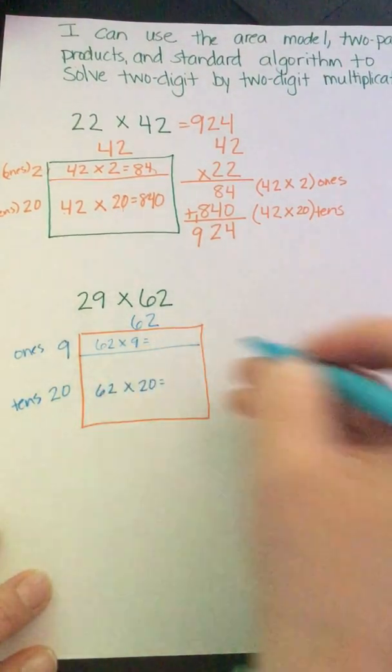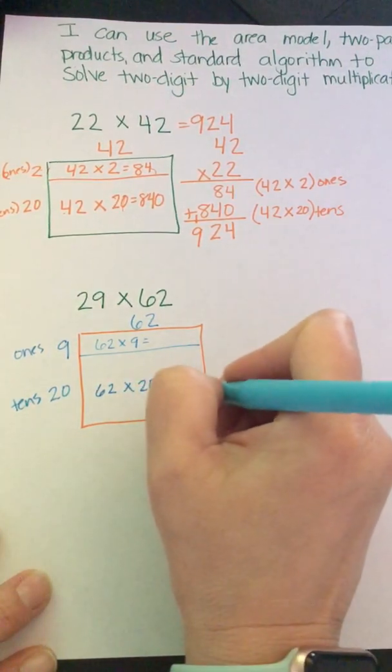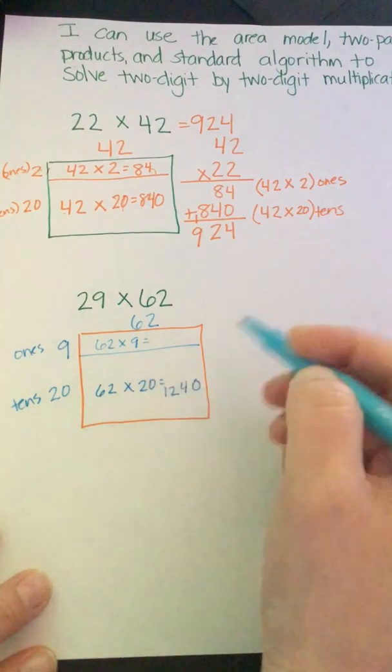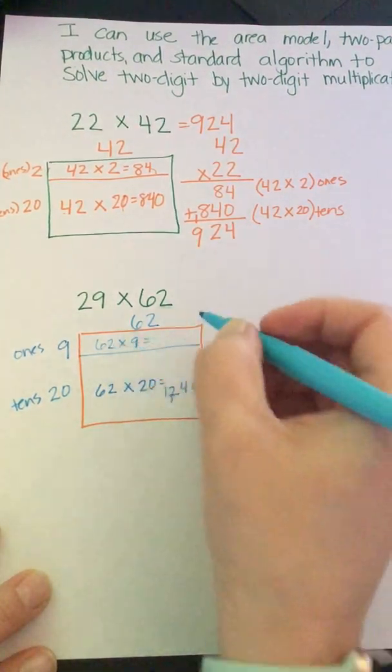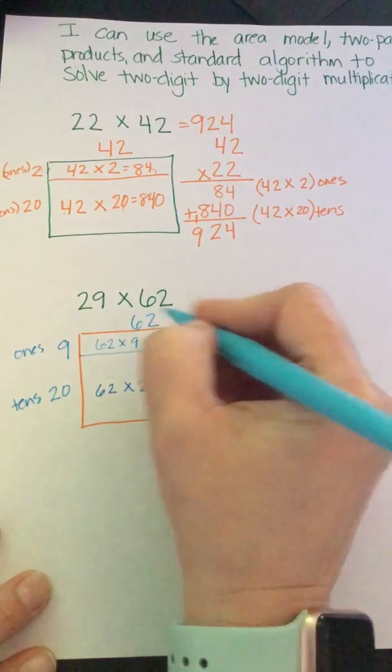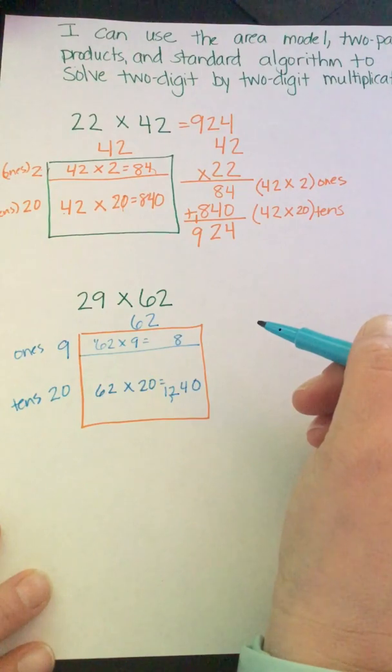Good job. I know I'm going to add a 0 here. 2 times 2 is 4. 2 times 6 is 12. So that will be 1,240. Okay, 9 times 2 is 18. Carry that 1. Okay, 9 times 6.